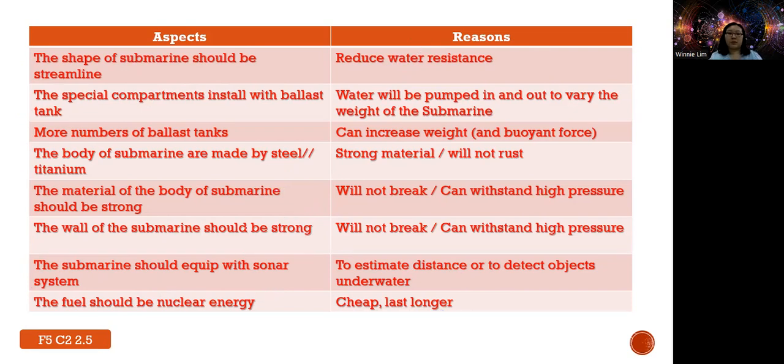What is meant by contrast? It means here you say there should be more ballast tanks, then later on you say it should be only 1. So you have 2 opposite answers. If not related, normally they will deduct your marks.